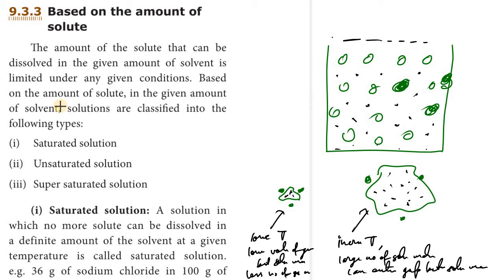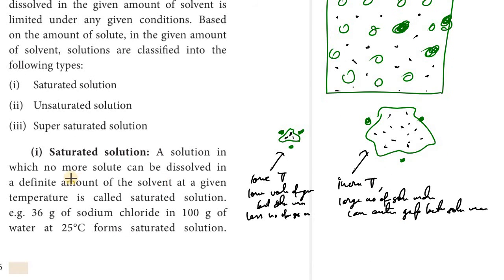Okay. So based on the amount of solute in the given amount of solvent, solutions are classified into the following types: saturated, unsaturated, and supersaturated. So what is a saturated solution? A solution in which no more solute can be dissolved at a temperature is called a saturated solution. Example, 36 gram of sodium chloride in 100 gram of water. You have to mention the temperature as well, and the temperature is 25 degrees centigrade. And this forms a saturated solution.